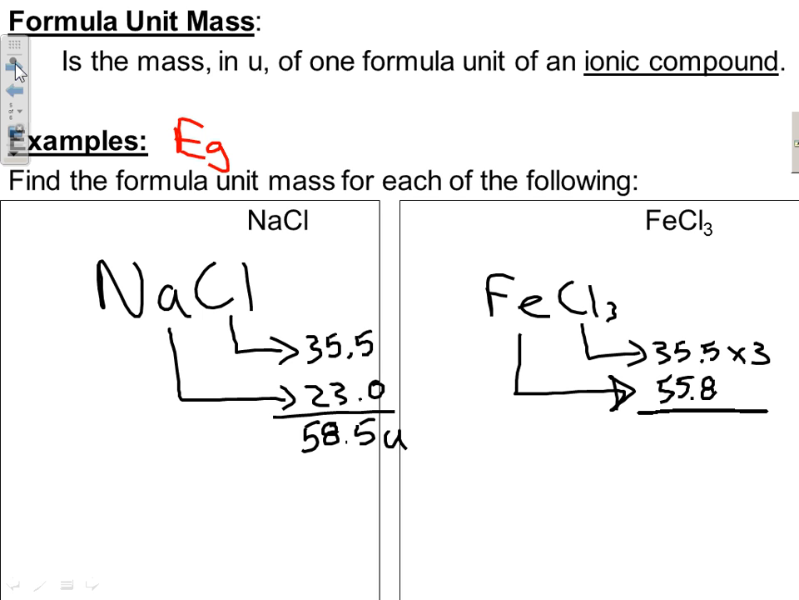Now, don't do anything fancy. No need to do the multiplications first. Your calculators will do this for you. All you have to press is 35.5 times 3, then plus, then 55.8, then equals. All you got to do is type it in the way it looks, and you'll get the number. What do you got? 162.3 U. Do we like it? Okay.